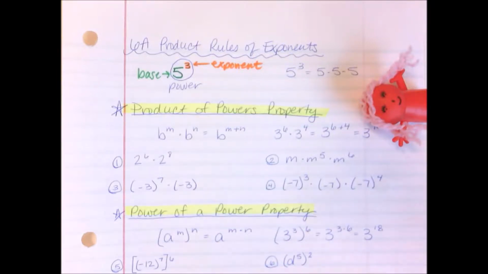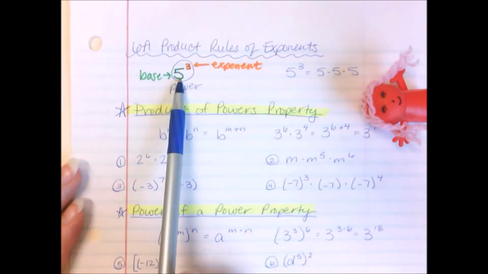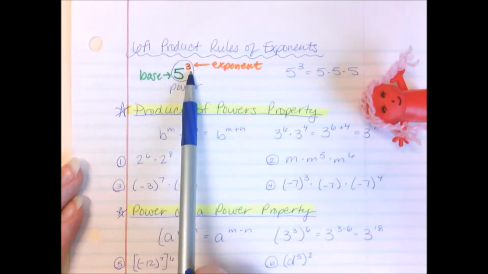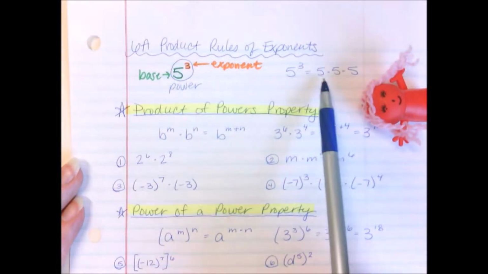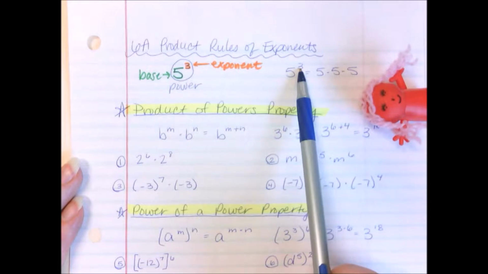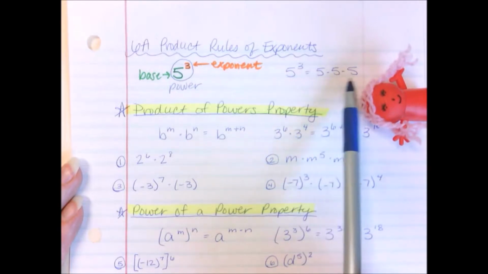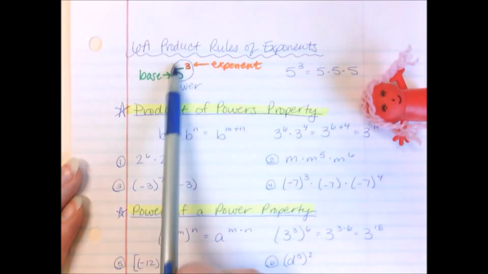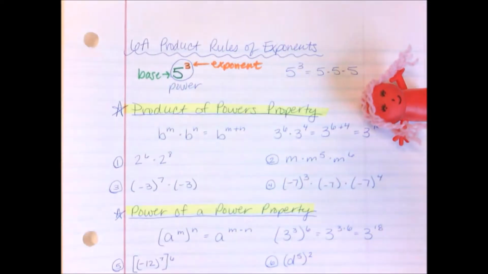Today we are looking at Section 6A, Product Rules of Exponents. Couple things just to review. Your base is the large number and your exponent is the little number, and they tell you about repeated multiplication. So the exponent tells you how many times to multiply the base by itself. This entire thing is called a power, and we'll be using that vocabulary a lot as we continue.